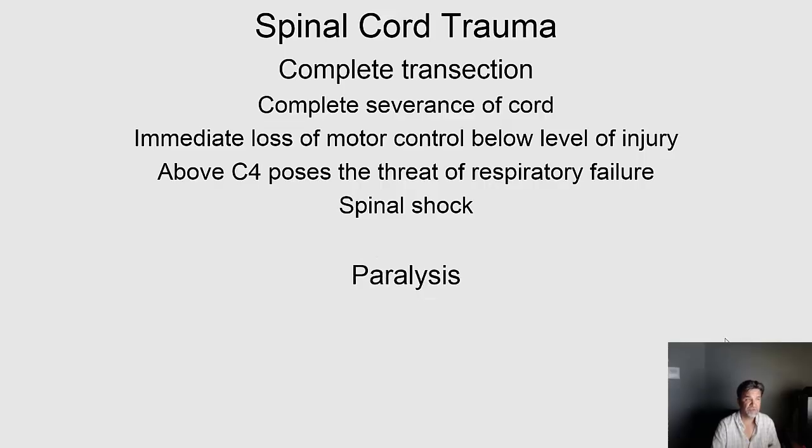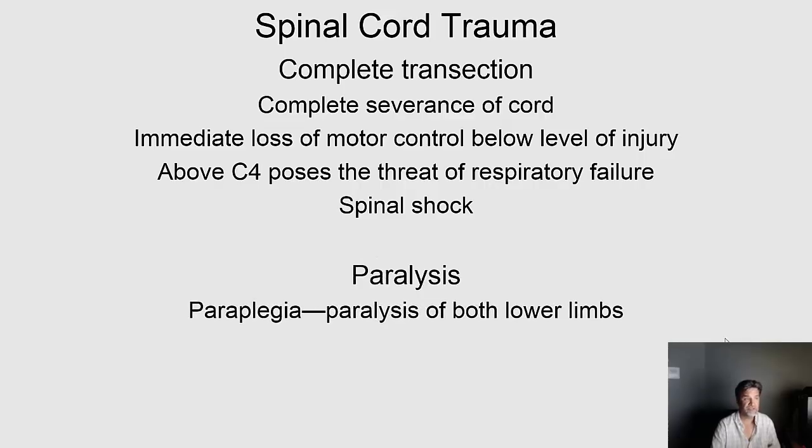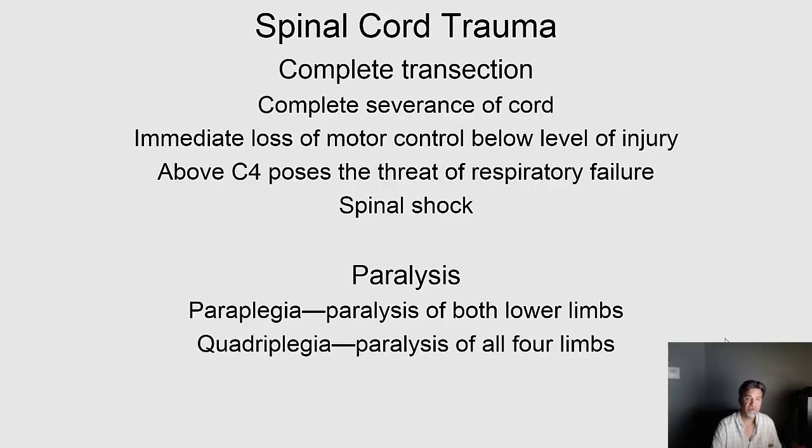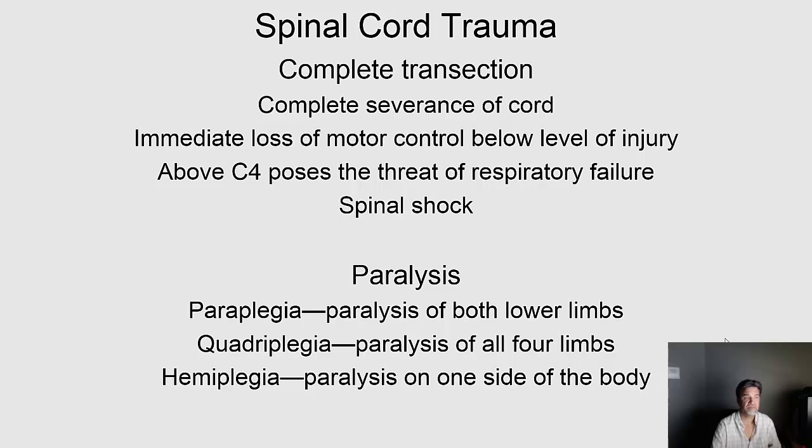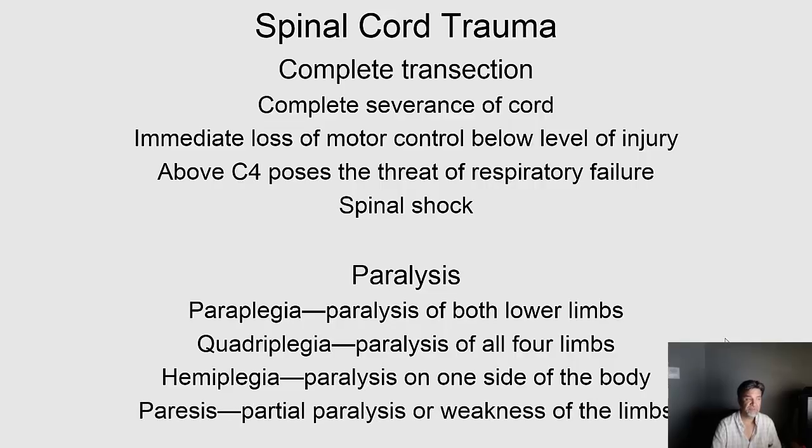This can also result in what's called spinal shock, which leads to paralysis. If you get a condition where both lower limbs are paralyzed, then that's called paraplegia. You have quadriplegia when all the limbs are paralyzed, and then hemiplegia when only half of your body shows paralysis. And then finally, paresis is just partial paralysis of a limb or a region of the body, or just merely weakness of the limbs.